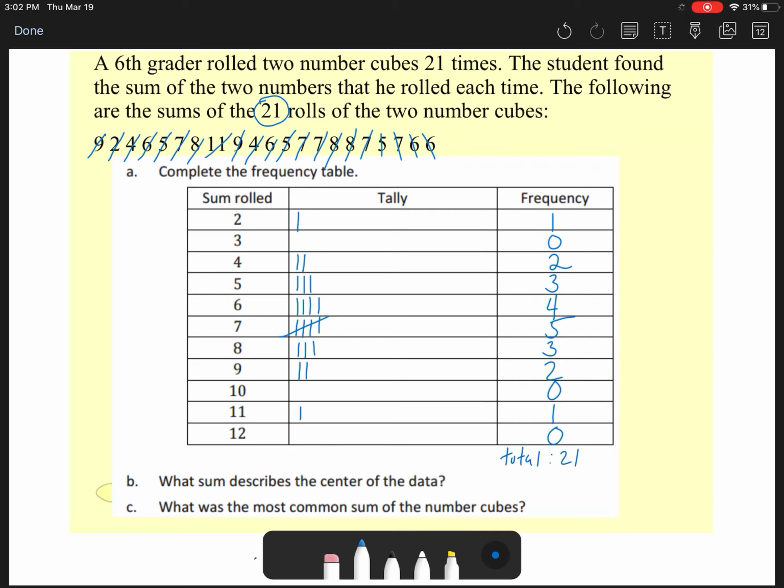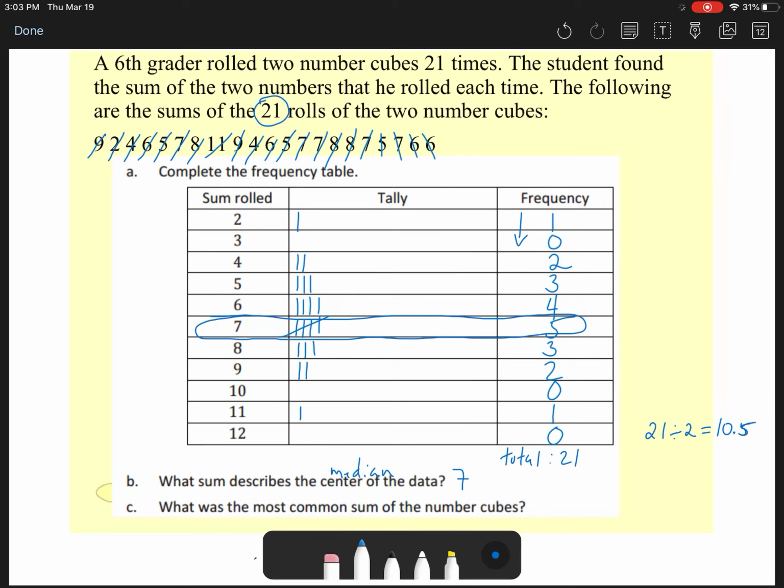You want to find the center of the data. Again, center of the data is the median. It's the same as the median. So 21 divided by 2, that's going to give you 10.5. So you're going to find that after the 10th number. If I start counting from here, 1, 2, 3, 4, 5, 6, 7, 8, 9, 10. So it's after the 10th number, which is going to be found here. So the sum that describes the center of the data is going to be 7.